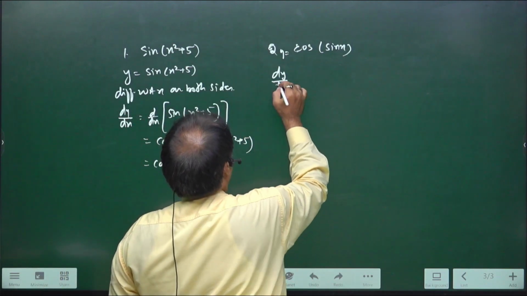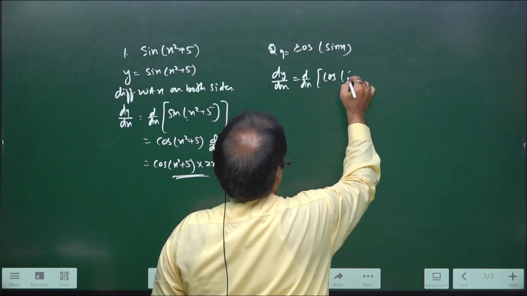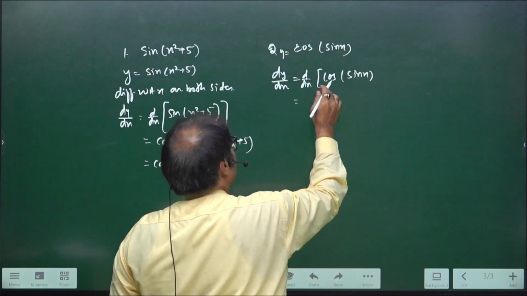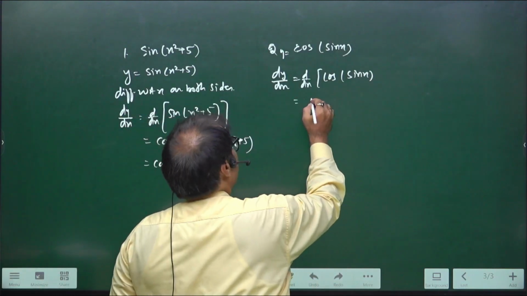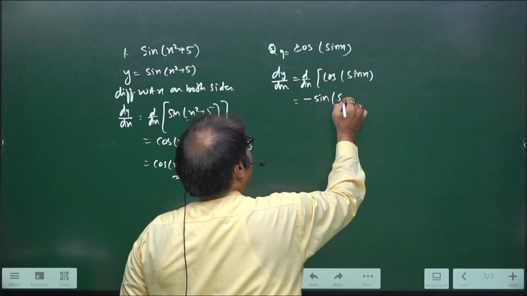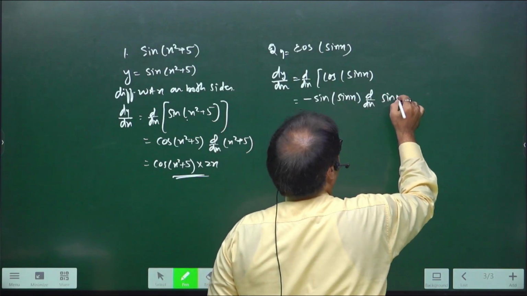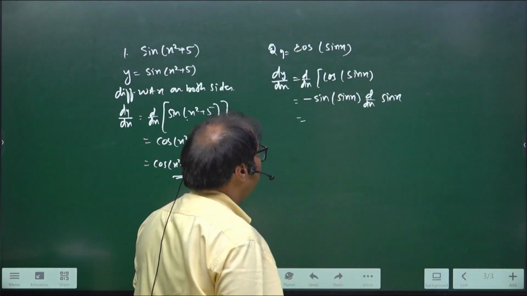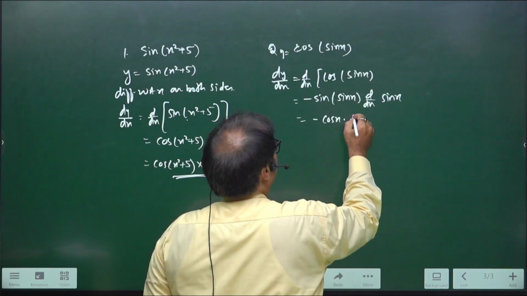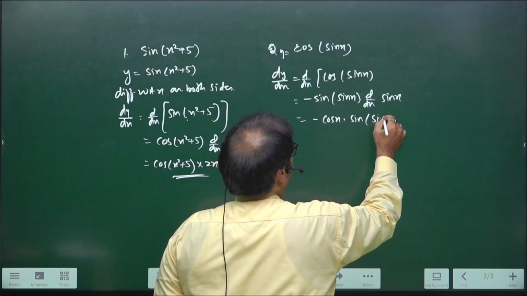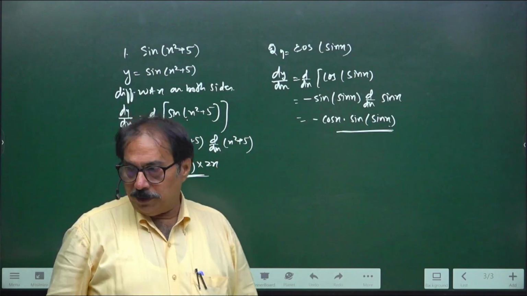So dy by dx is equal to d by dx of cos theta, and theta is sine x. First we will differentiate the cos theta. The derivative of cos theta is minus sine theta, so minus sine, and theta is sine x. Now what is left? D by dx of sine x. The derivative of sine x is cos x. So the final answer is minus cos x into sine of sine x, and this is the final answer of this question, right?